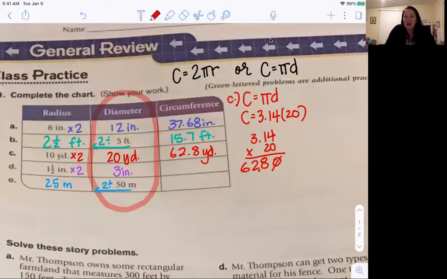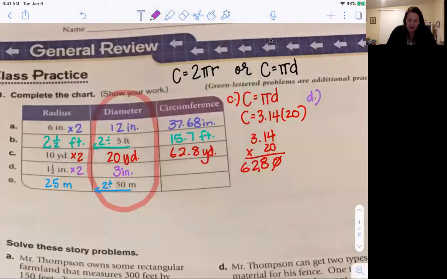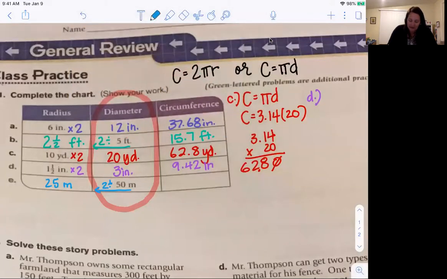Okay, press pause. Do D and E and come back. Okay. Hopefully you pressed pause. Letter D. Well, since you worked it out, let's see if you get what I got. Letter D should be 9.42 inches. And letter E should be, let's see, 157 meters. So if you didn't get those right, circle those when I talk to you. Probably today I'll talk to you. Make sure that you tell me and then we can work it out together, okay?